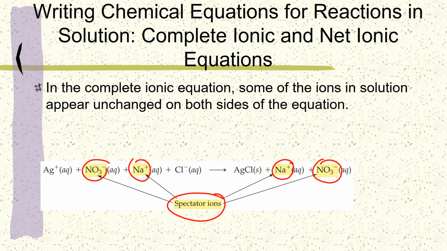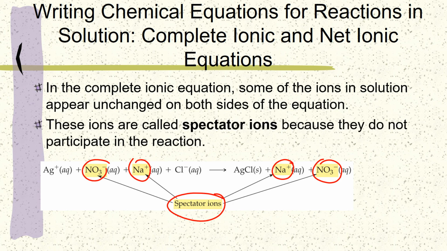In the complete ionic equation, some of the ions in the solution are unchanged on both sides of the equation. We call those ions spectators because they're just watching the reaction happen.